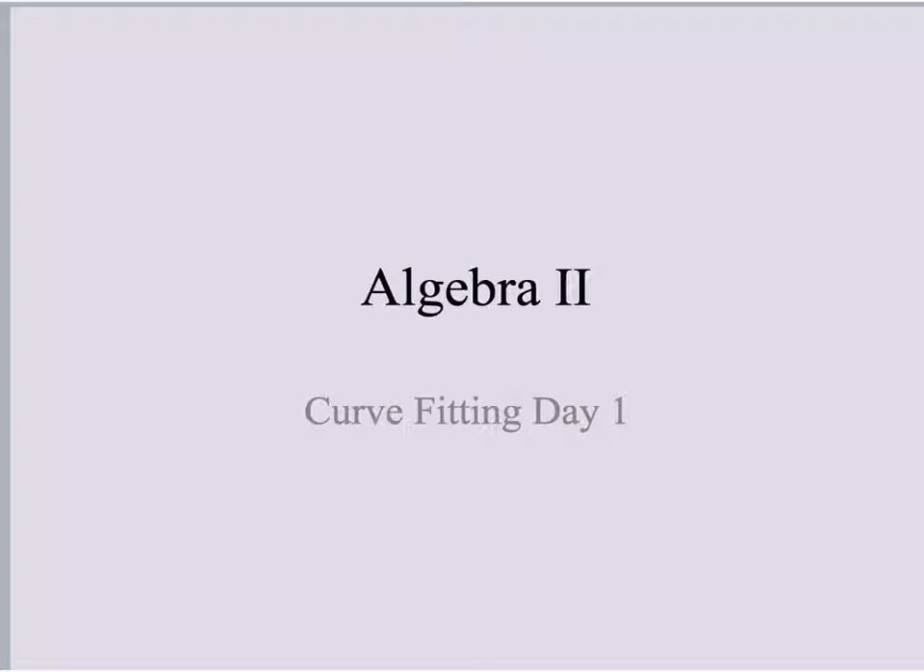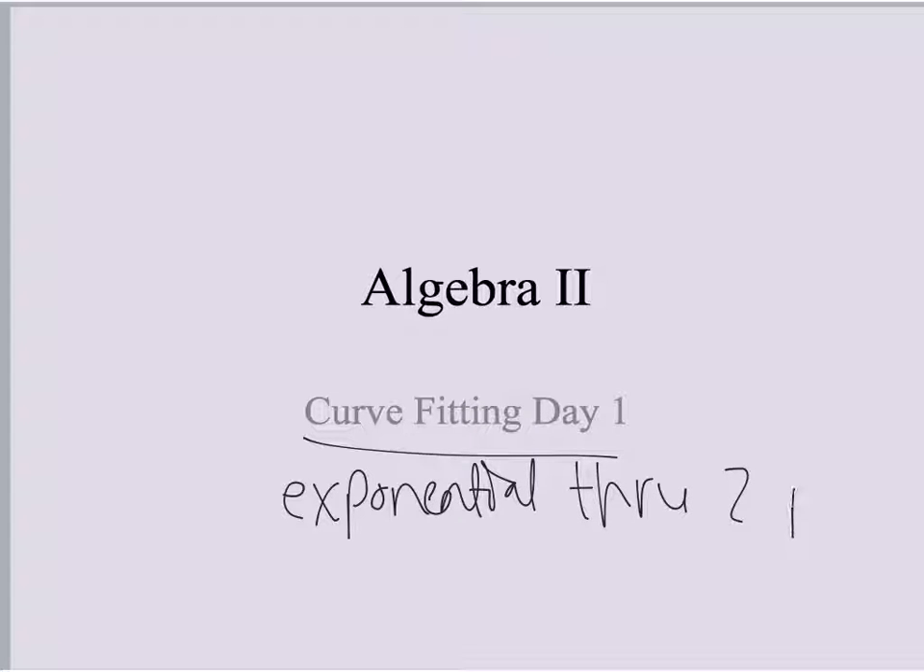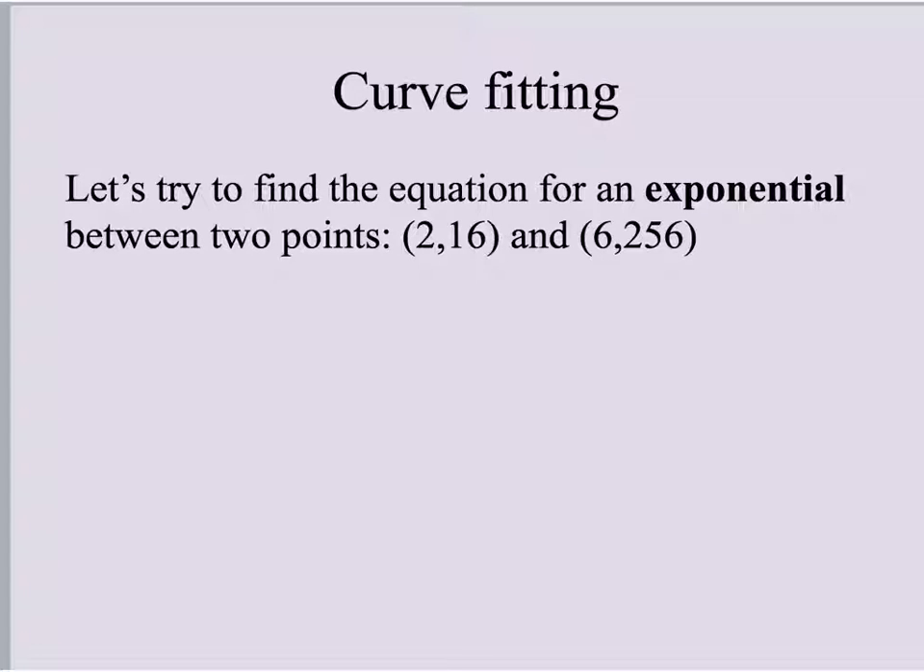All right, so again, like I said, we're going to be talking about curve fitting today. By the end of this video, you should be able to find the exponential through 2 points. All right, so we have these 2 points, and we're trying to find an exponential that goes between them. So we're going to be using the equation y equals a times b to the x. The very first thing I should always figure out is my multiplier. I need to figure out what b is.